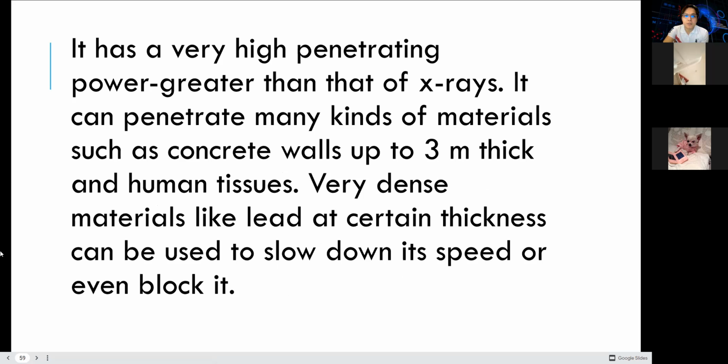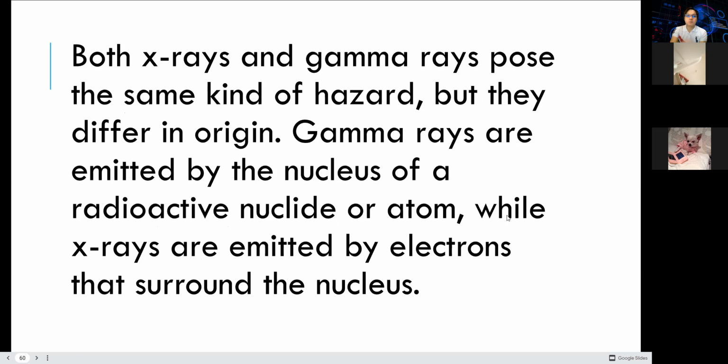It has a very high penetrating power, greater than an X-ray. It can penetrate many kinds of materials, such as concrete walls up to 3 meters thick, and human tissues. Very dense materials like lead at a certain thickness can be used to slow down its speed or even block it. Both X-rays and gamma rays pose the same kind of hazard, but they differ in origin. Okay? Gamma rays are emitted by the nucleus of a radioactive nuclide or atom, while X-rays are emitted by electrons that surround the nucleus. So those are their points of origin.